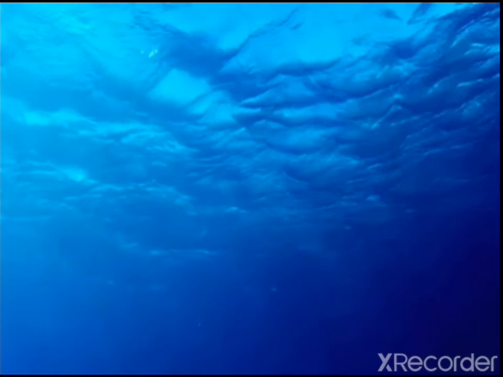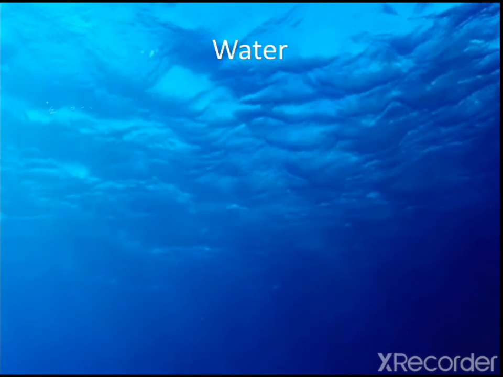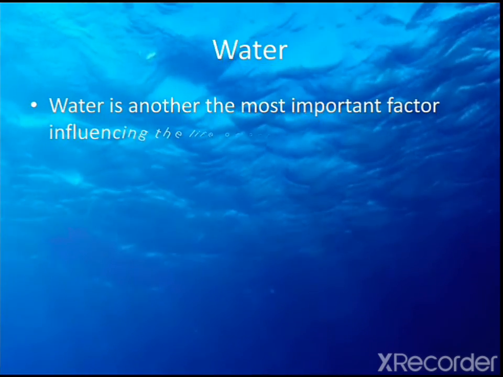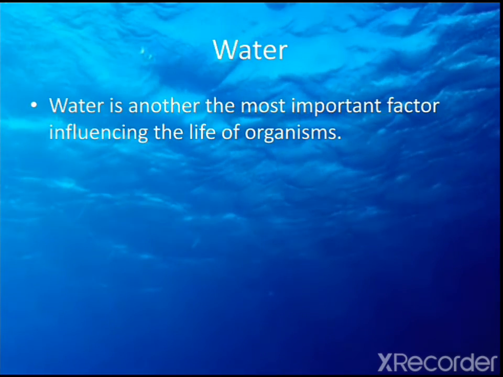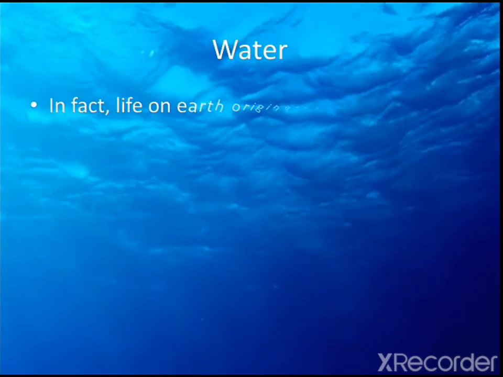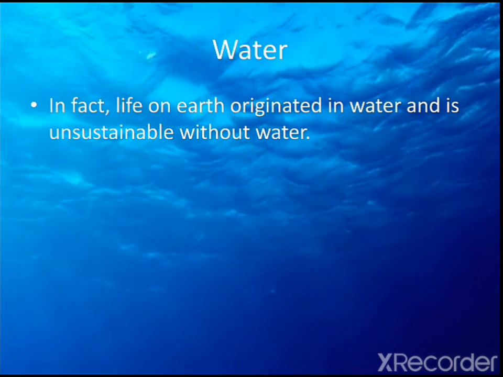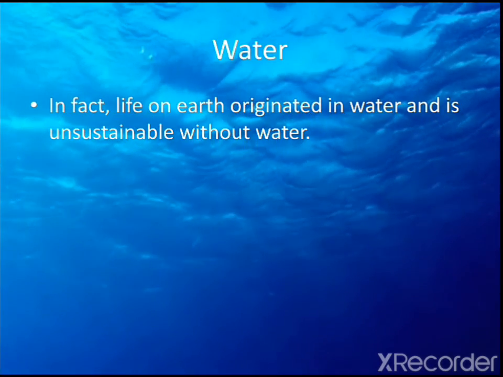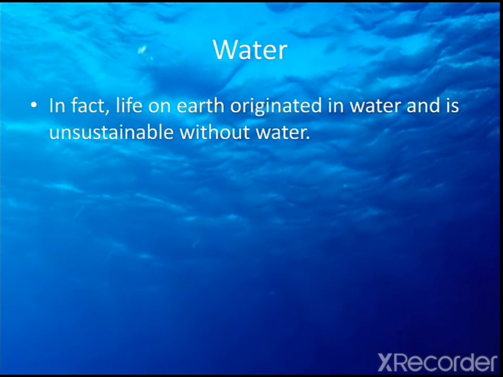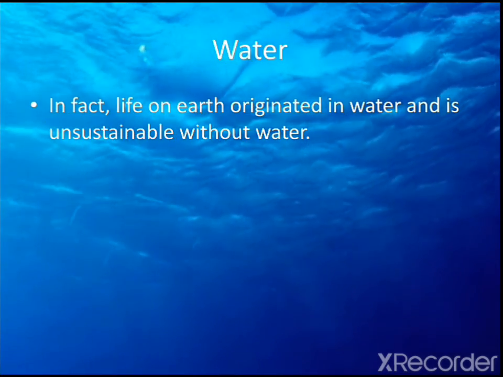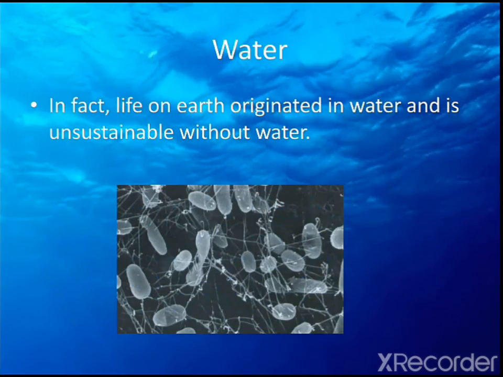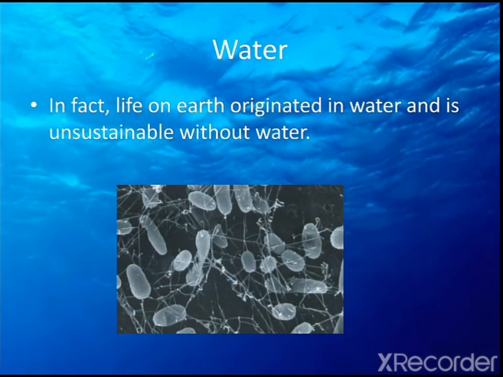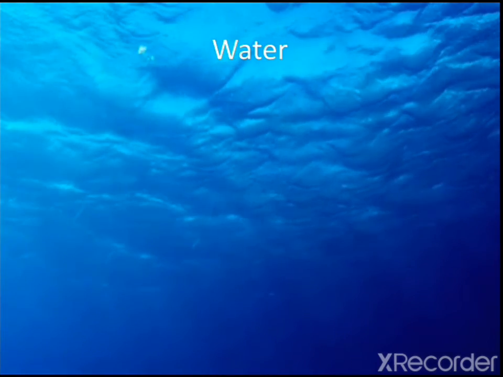With this message, let us move on to the second abiotic factor. You can easily guess from the animation that the next factor is water. Water is another most important ecological factor influencing the life of organisms. How much importance does water have? That can be explained from the fact that the first living organism on earth was found in water. So we can say that life is unsustainable without water. The first organism on earth was formed in water itself.